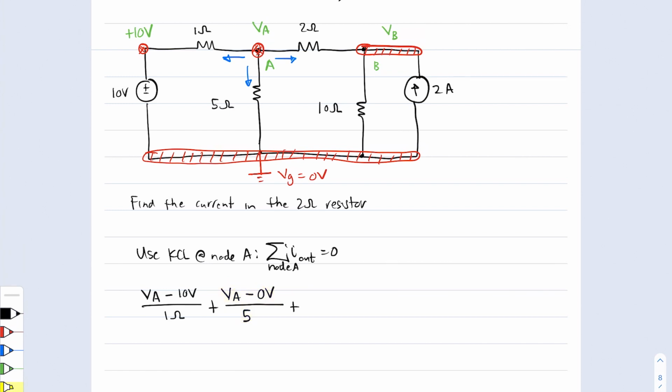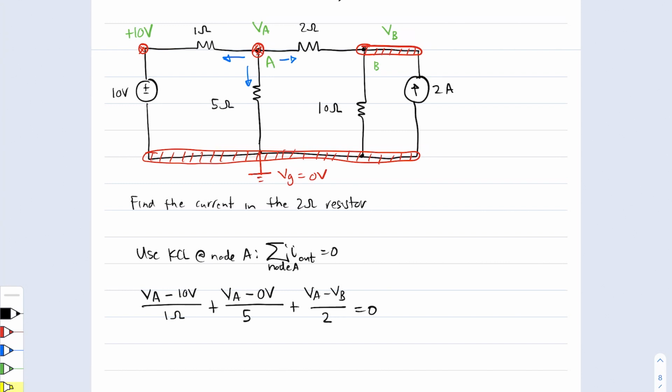Lastly, I have this current to contend with. It is starting at the node A. It is ending at the node B. It is flowing through the 2 ohm resistor. So I can say that this is VA minus VB over the 2 ohms. Those are the only 3 currents that exist at node A. So the sum of those currents must add up to 0.